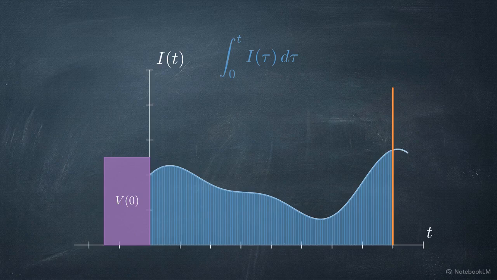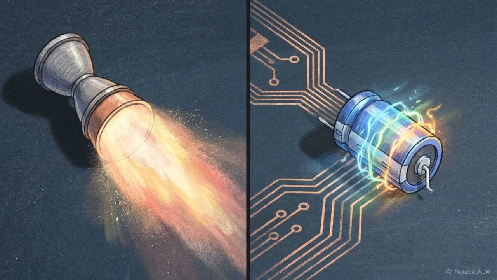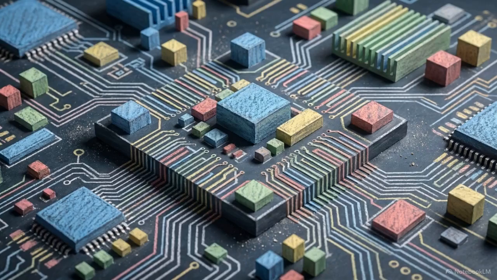We also add the initial boundary condition, the pre-existing voltage on the capacitor. Total voltage is continuous integration plus that initial state. Whether analyzing mechanical thrust or electrical charge, continuous physical domains map exactly to analytical calculus. This mathematical perfection breaks down when we move into digital avionics and robotics.